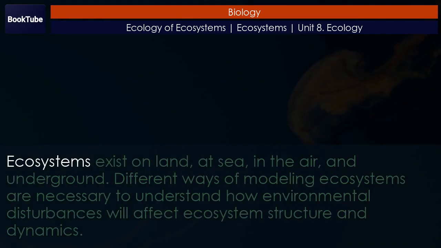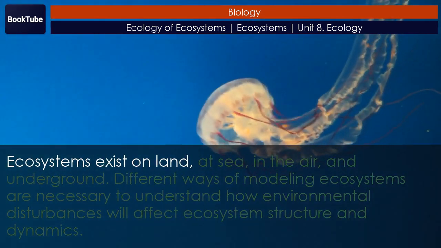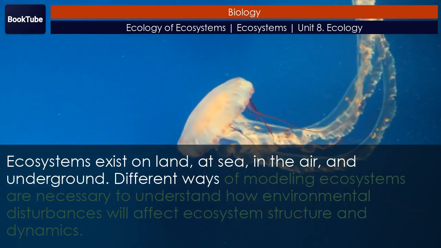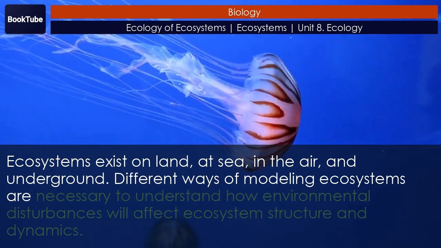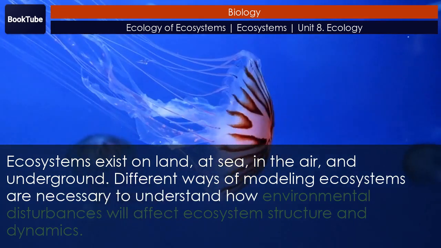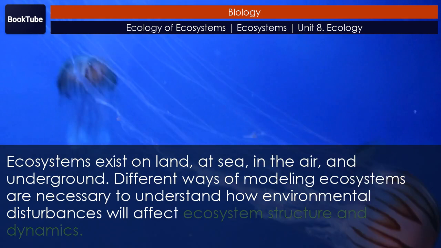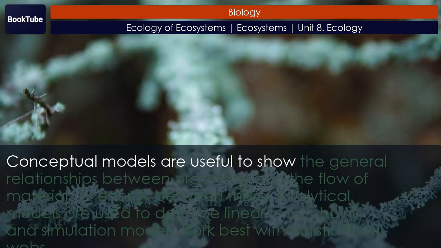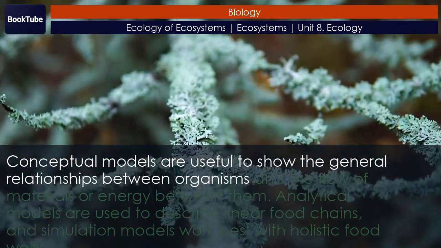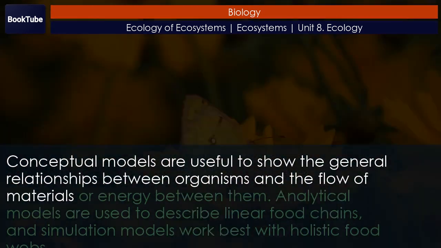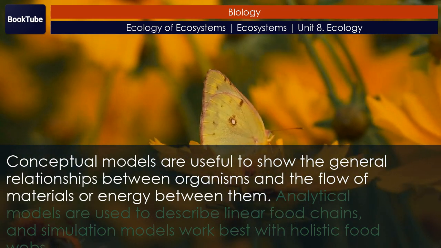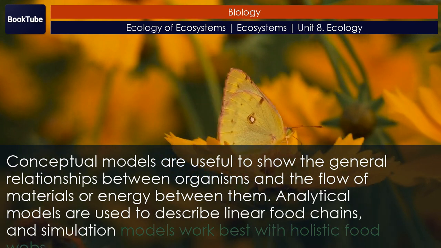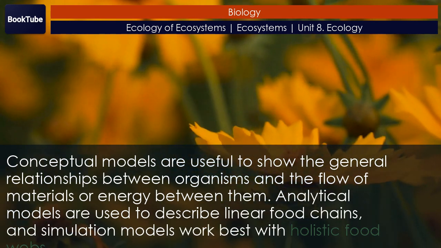Section summary. Ecosystems exist on land, at sea, in the air, and underground. Different ways of modeling ecosystems are necessary to understand how environmental disturbances will affect ecosystem structure and dynamics. Conceptual models are useful to show the general relationships between organisms and the flow of materials or energy between them. Analytical models are used to describe linear food chains, and simulation models work best with holistic food webs.